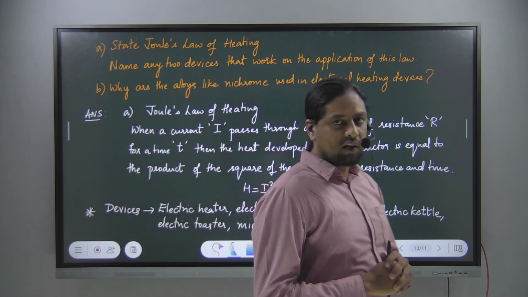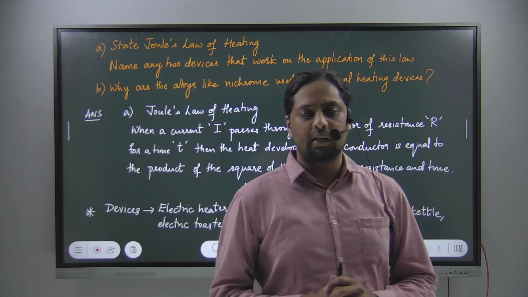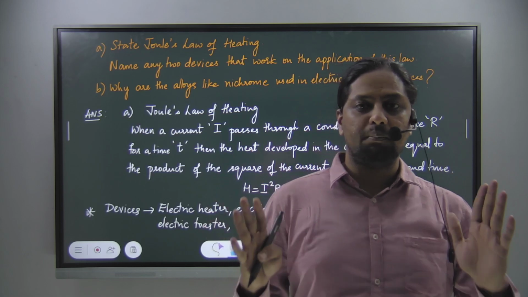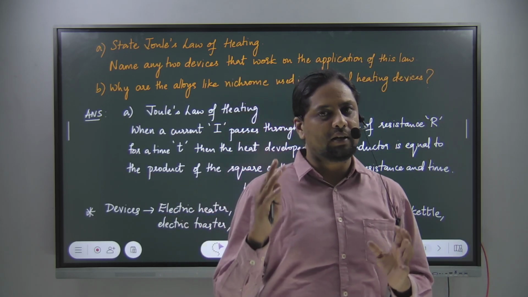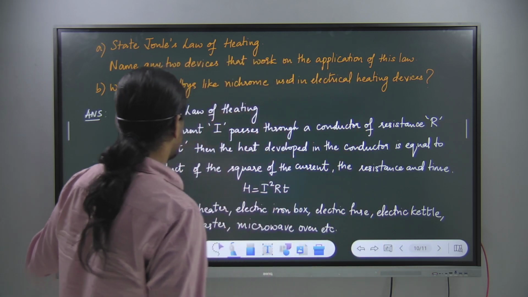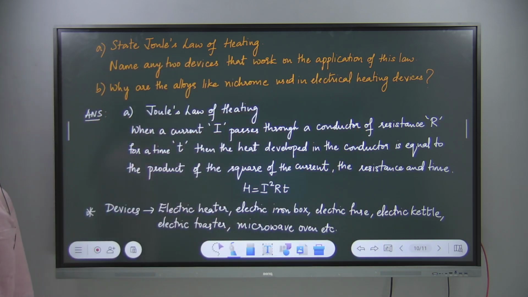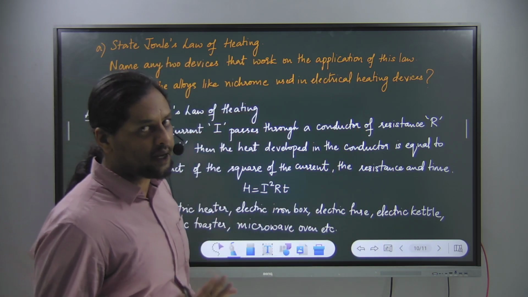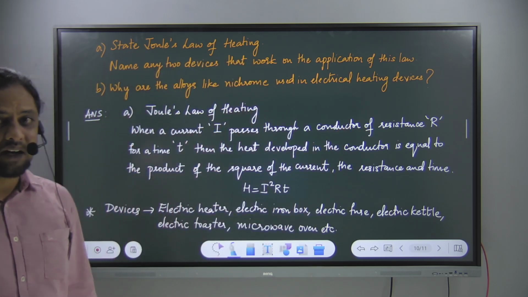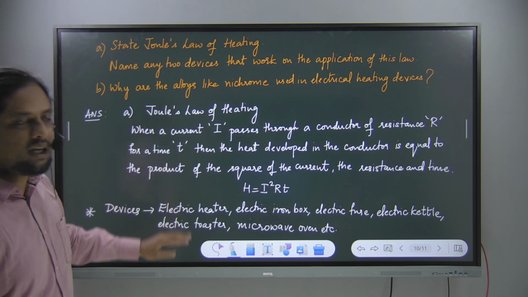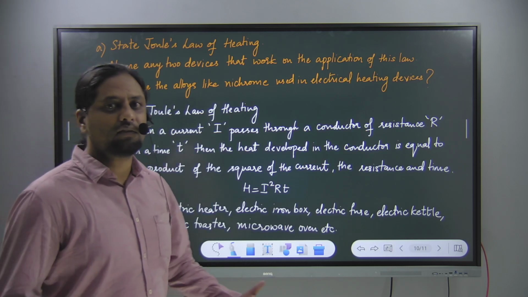So, whenever you write any law, please make sure complete ಆಗಿ precise ಆಗಿ ಬರಿಬೇಕು law. You can't write it in a shortcut form. You have to keep that in mind. ಆಗಲೇ full marks ಸಿಗೋದು. So, the Joule's law of heating says that whenever a current I is passing through a conductor whose resistance is R for a given time t, then ಏನಾಗುತ್ತೆ heat will be developed.